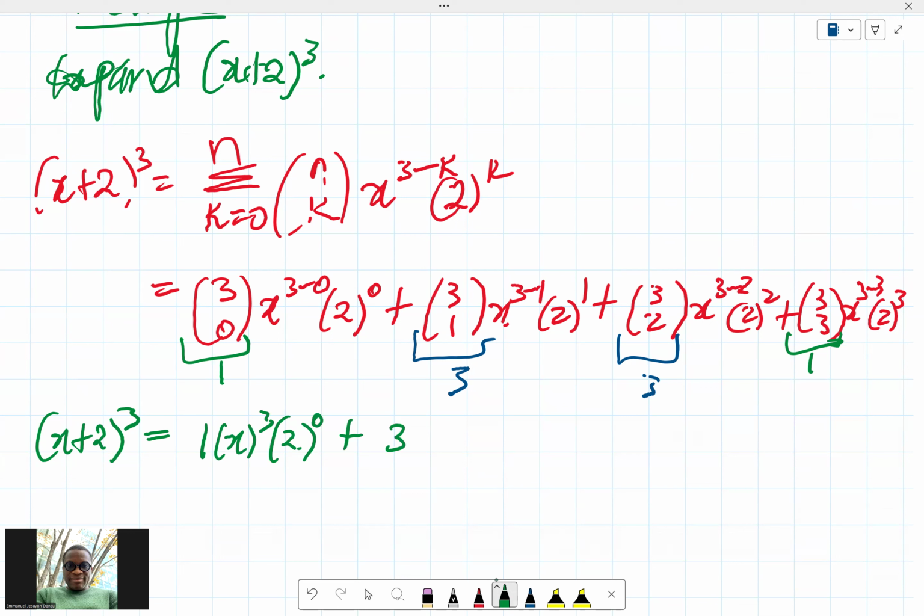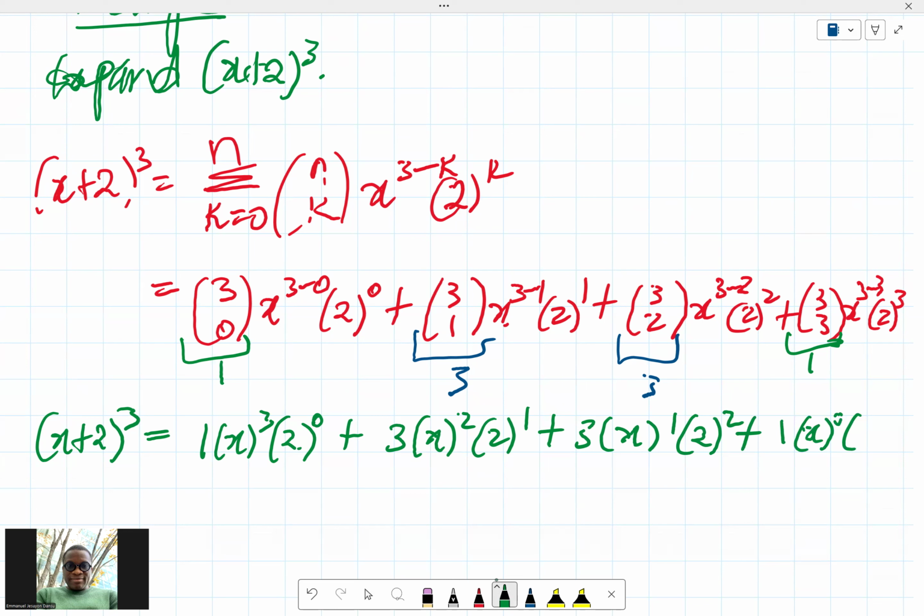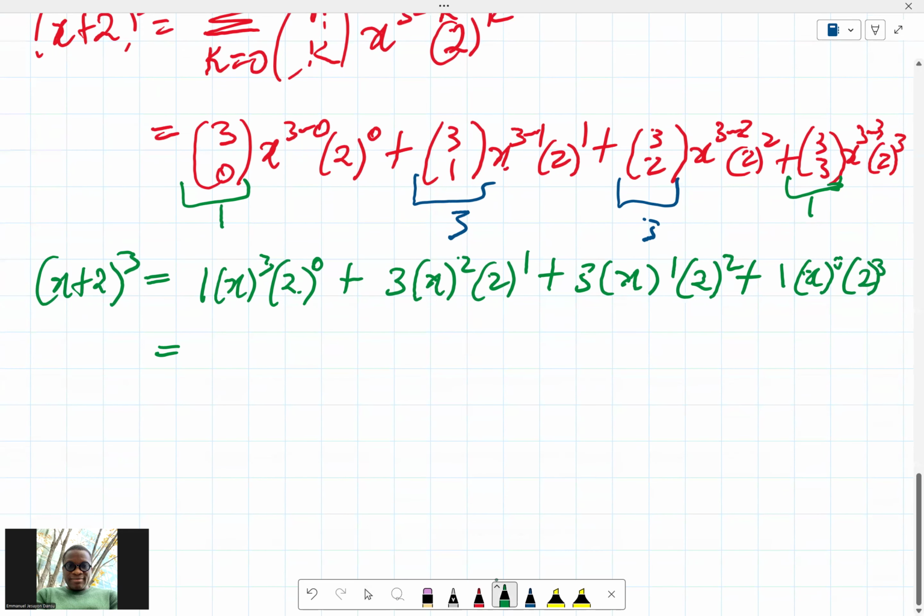Of course, this is 3, x raised to power 2, then 2 raised to power 1 plus 3 into x raised to power 1, then 2 raised to power 2 plus 1, which we already have, x raised to power 0, and 2 raised to power 3, like that. So that means you have, okay, we can just tidy things up straight up right now.